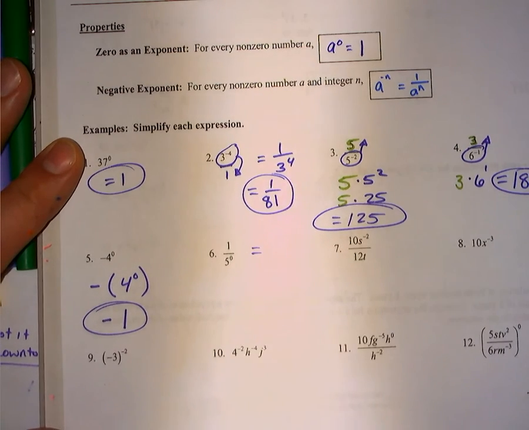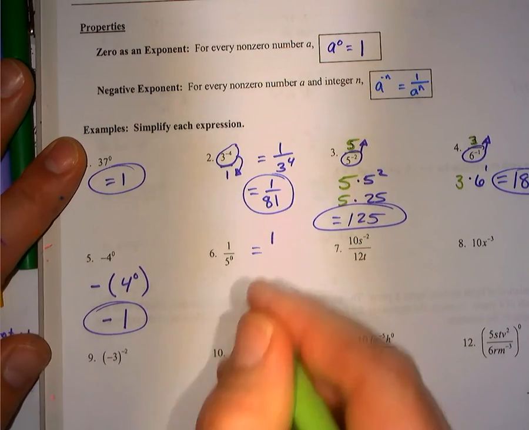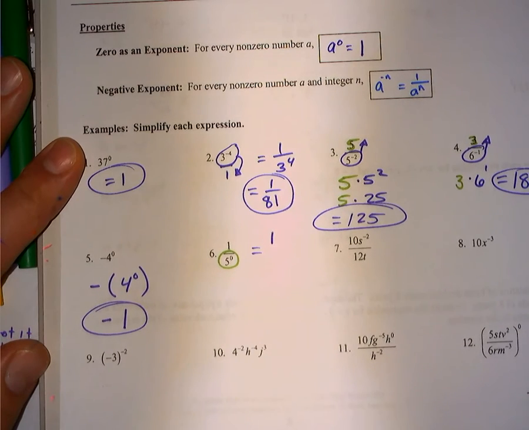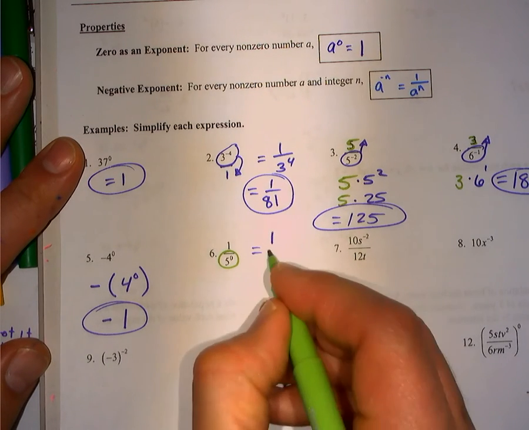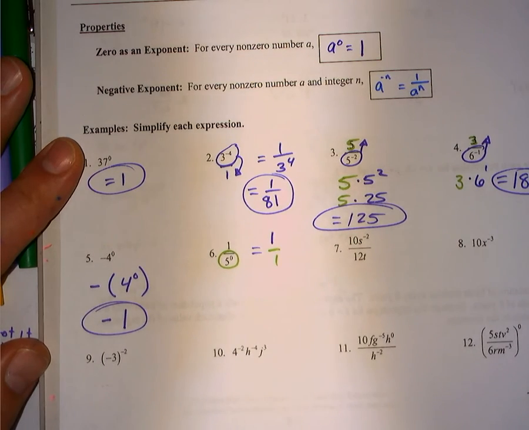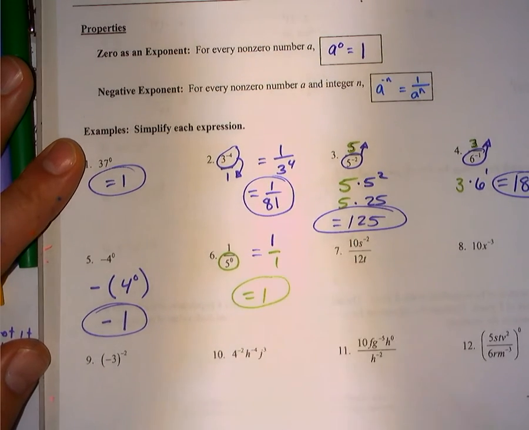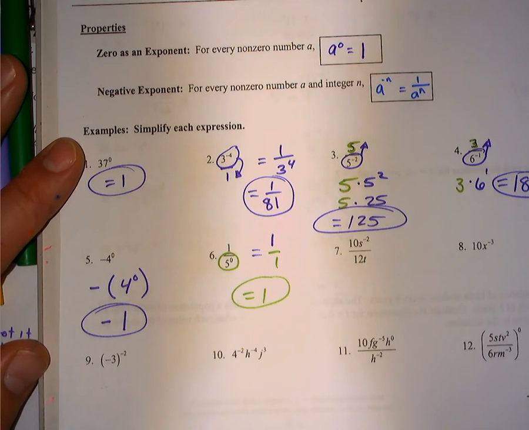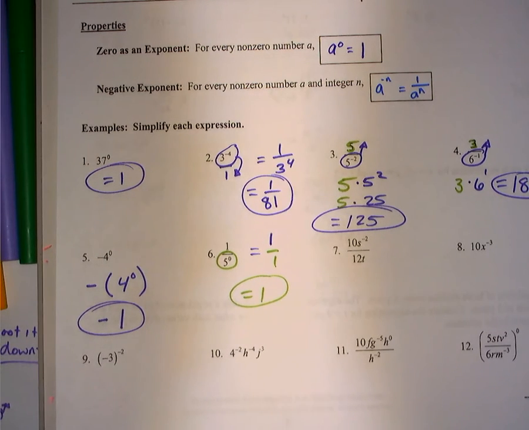All right. Let me take a look at this one. I've got 5 to the 0 on the bottom. What's 5 to the 0, Ryan? That's 1. And what's 1 divided by 1? 1. Boom. You guys okay with that? Okay. So that's with the numbers.